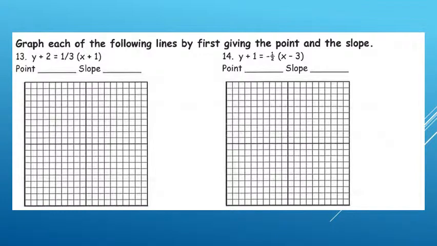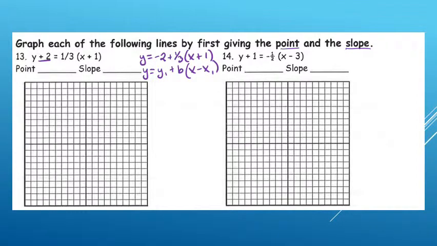For the next few problems, we're going to actually be graphing. We're also going to find the slope and the point, or a point, from the equation. And so again, you're going to notice that some of these are not set up in point slope form yet. So you're actually going to have to, for this one, move the plus 2 by subtracting 2 from each side. So I'm going to get y equals negative 2 plus 1/3 times x plus 1. And again, that will help me compare this to point slope form. Right, so again, y equals y1 plus b times x minus x1.